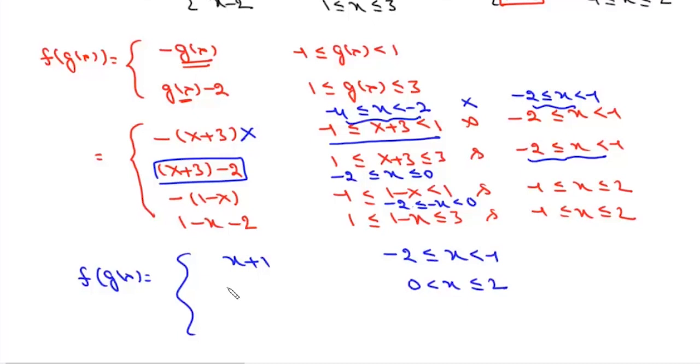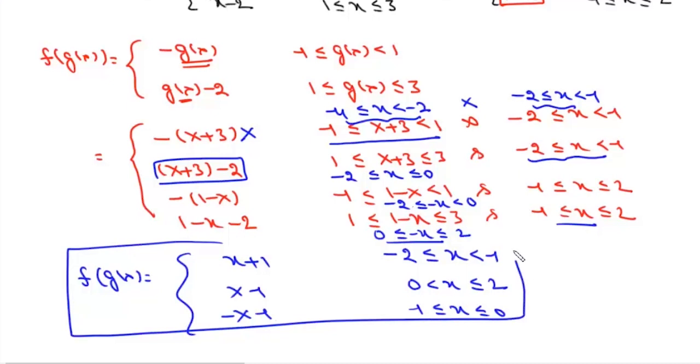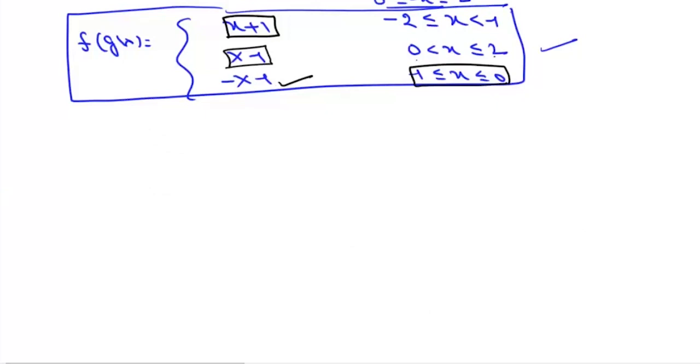Now here this definition is x minus 1, and finally here it is 0 and then minus x and then 2. So between minus 2 and 0, and here it is from minus 1 to 2. So if we take the intersection of these two intervals, it will be between minus 1 and 0, and here this definition is minus x minus 1. So that is the definition of f of gx using the algebraic method.